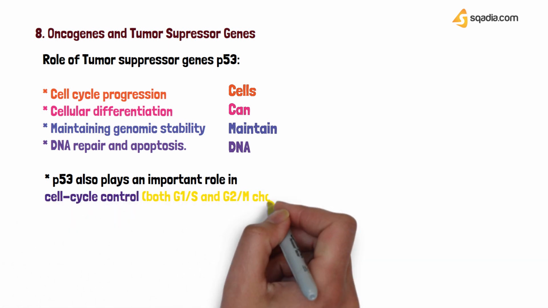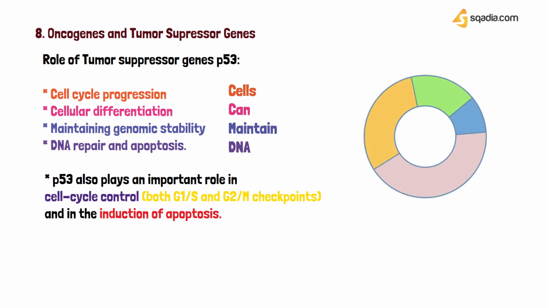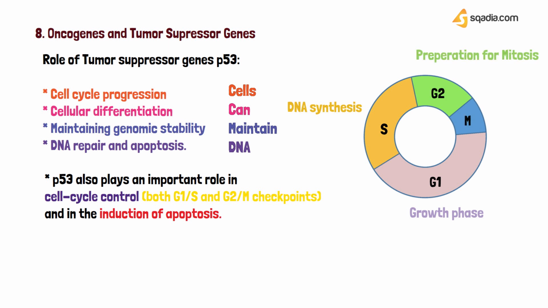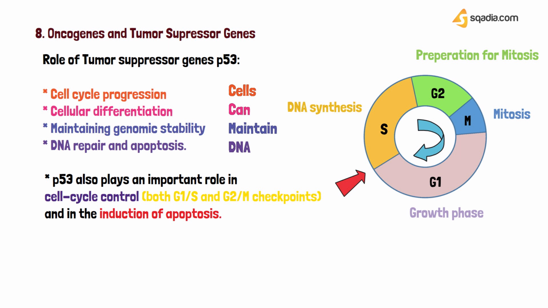Now, the p53 also plays an important role in the cell cycle control. Now, there are 4 phases when it comes to the cell cycle. Number 1 is the G1, the growth phase. Then is the S phase, DNA synthesis. G2 phase is the preparation for mitosis, and then there is the M phase where mitosis occurs. Now there are 2 checkpoints. One checkpoint is between G1 and S, and the other one is between M and G2.